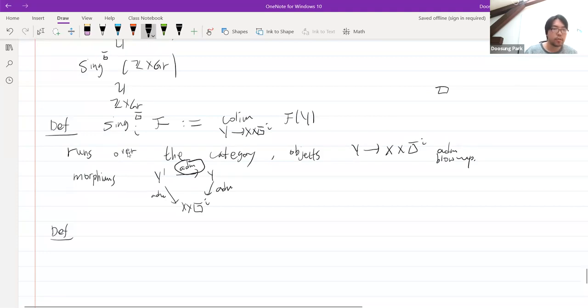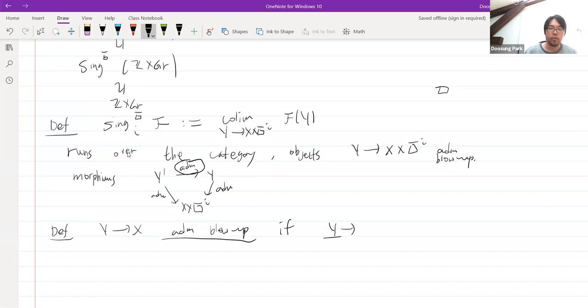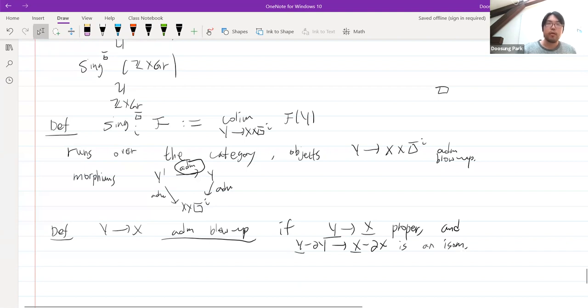In definition, Y to X is an admissible blow up in smooth log smooth if Y to underline X is proper and Y minus boundary Y to X minus boundary X is an isomorphism. And I should say that such a category admits calculus of left fractions. So the definition is okay.